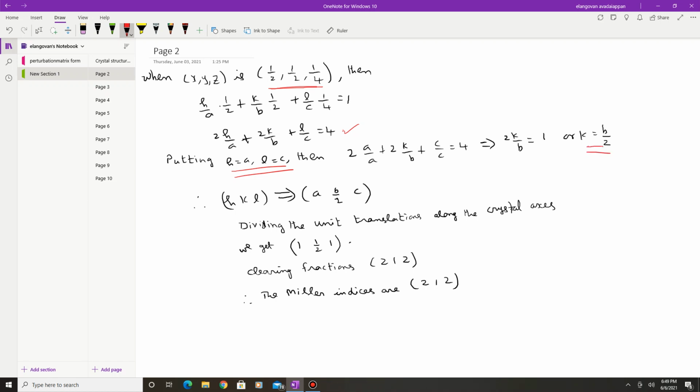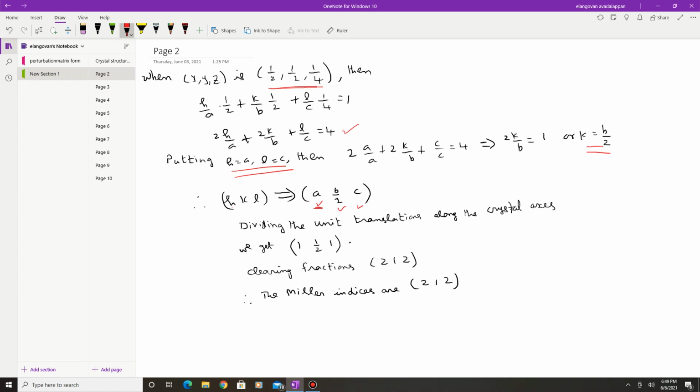Therefore, your hkl values are: h we have already determined as a, k is b by 2, and l is c, dividing the unit translation along the crystal axis. So here along this one, the unit translation is a.